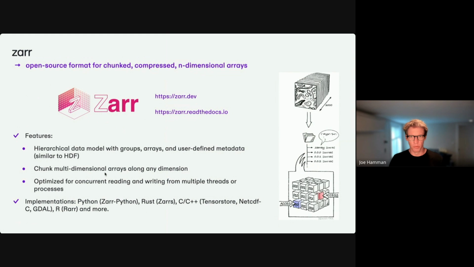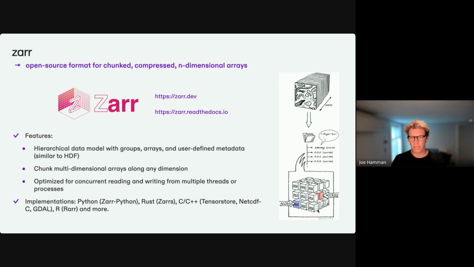So Zarr is an open source format for chunked, compressed n-dimensional arrays. It has a similar hierarchical data model to HDF, allowing for groups and arrays and user-defined metadata. The arrays themselves are chunked, and you can chunk those data sets, or break them into blocks, as this figure is showing on the right, along any dimension. So very flexible partitioning is available.